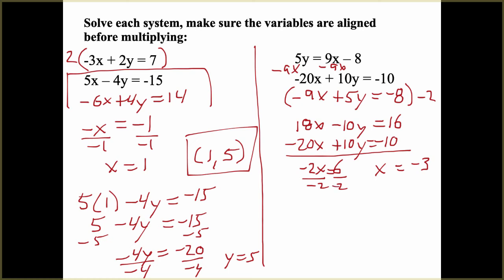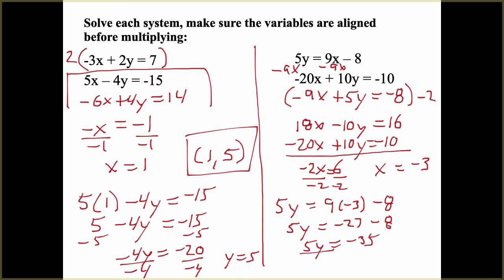We're going to plug it into one of the two originals. I'll use the top one. So we have 5y equals 9 times -3 minus 8. This is 5y equals -27 minus 8. This is 5y equals -35. Divide out by 5, and y is -7. So my ordered pair is -3, -7. And this is the solution for this system.